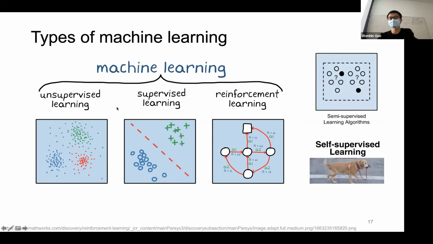Besides these three categories, we also have semi-supervised learning, which is kind of in-between unsupervised and supervised learning: a very small proportion of samples have labels, but most of them don't. So it is a hybrid of unsupervised and supervised learning. There is also self-supervised learning, which is very interesting: the learning system generates pseudo labels by itself, and then supervises itself to learn something. But in our workshop, we only focus on unsupervised and supervised learning.